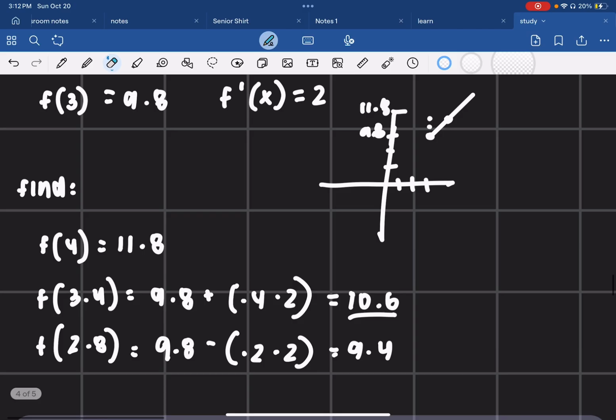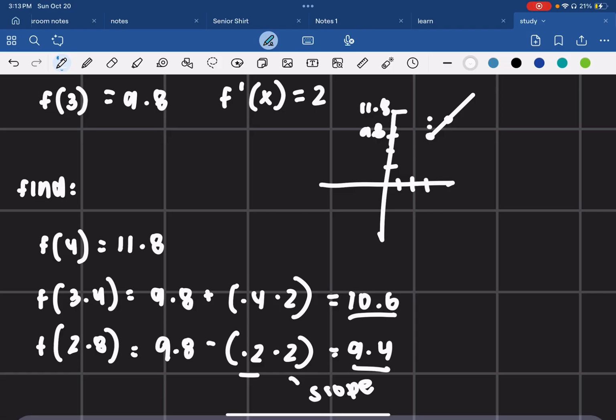For this one right here, you have f of 2.8. Very similar, but you could technically do f of 2, which would be 9.8 minus 2, and then add 0.8. But personally, I find it easier to already have your 3, and then you subtract the 0.2. So we have 9.8 minus, and if you do 3 minus 2.8, you get 0.2. So you do 0.2 times your slope. And when you do 9.8 minus that, you get 9.4.